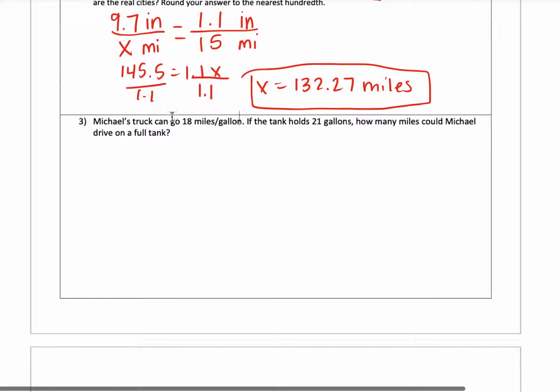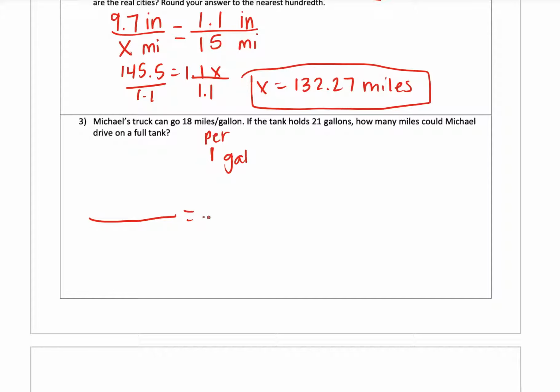In number 3, the question says Michael's truck can go 18 miles per gallon. The slash here means per, and when we think of per gallon, per hour, per dollar, that's per one. So per 1 gallon, you can go 18 miles. The tank can hold 21 gallons, so how many miles could Michael drive on a full tank? So we can set up our blank proportion again, and then fill in our 2 units. So we have miles and we have gallons. If we decide to put miles on top on this side, gallons on the bottom, we just have to do the same thing on the other side of our equation.